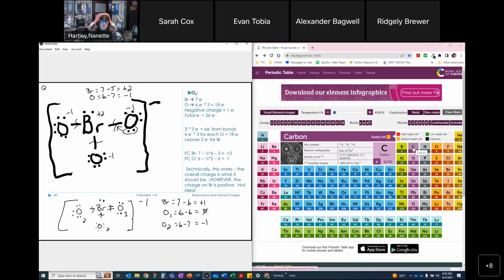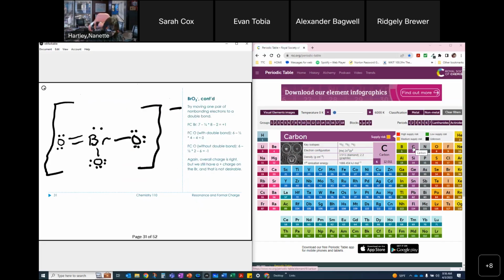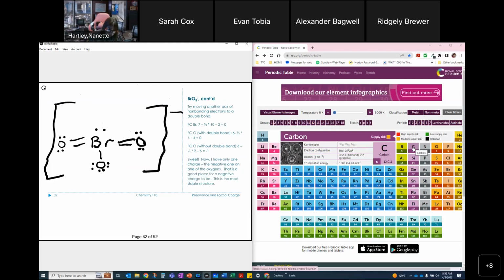And so I need to do the same thing again to one of the other oxygens. Does it matter which one I do it to? No, of course not. Absolutely not. So this is what one of those looks like, right? And again, I said that that was not entirely happy. So we'll move one more, okay?